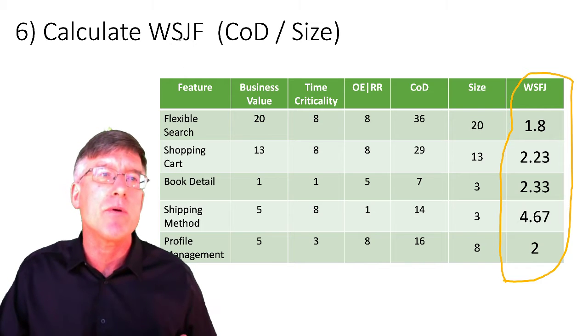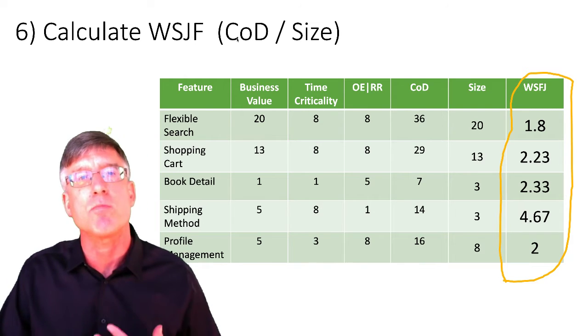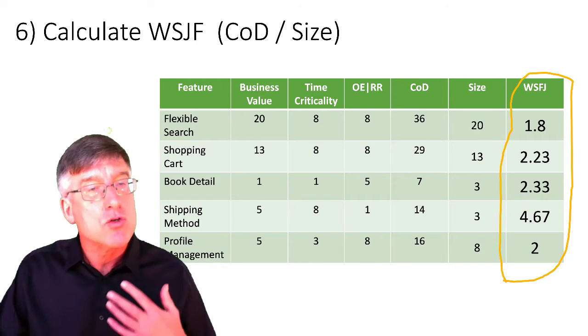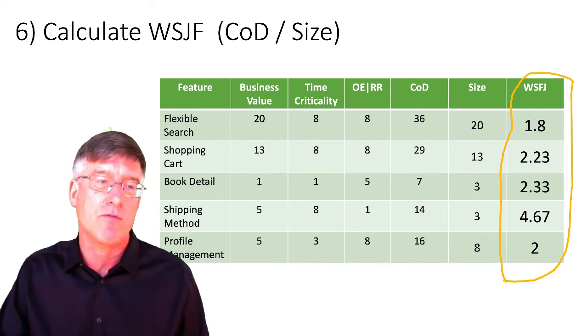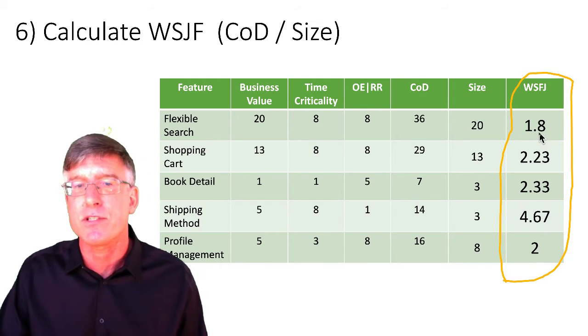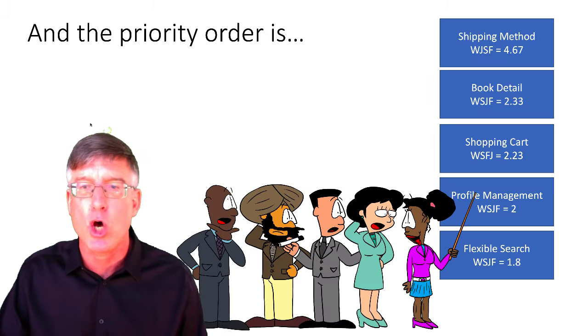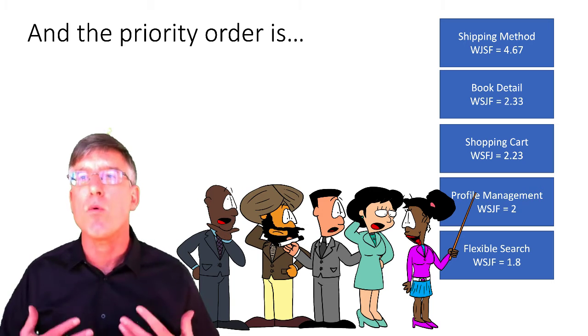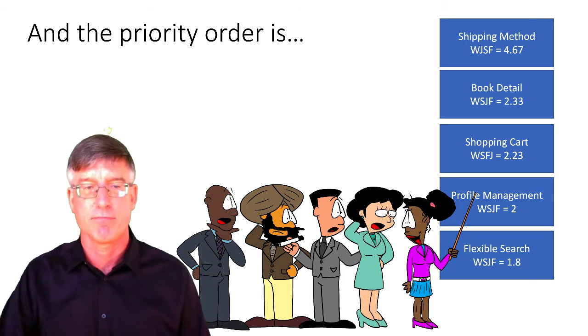We calculate WSJF, weighted shortest job first, by dividing value by size, and we get our numbers. And guess which feature gets done first according to this? That, of course, is going to be shipping method. And look, our most valuable feature actually falls out last. So here is our priority order. Here is the order that we should be doing these features in.